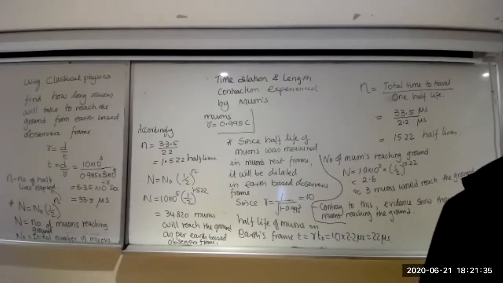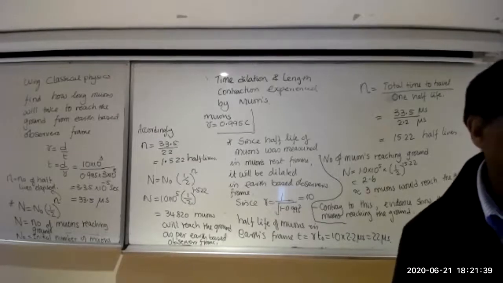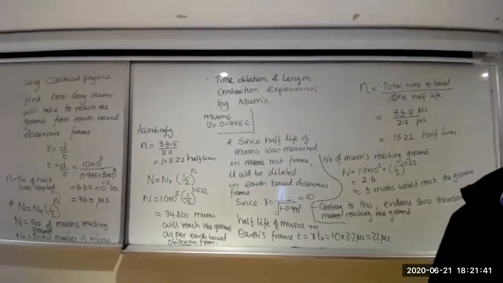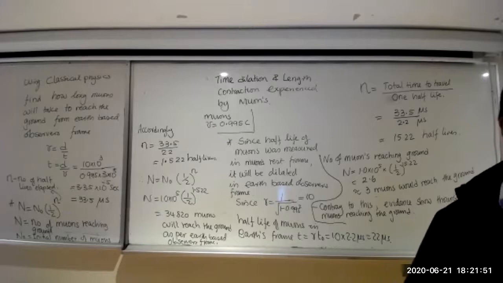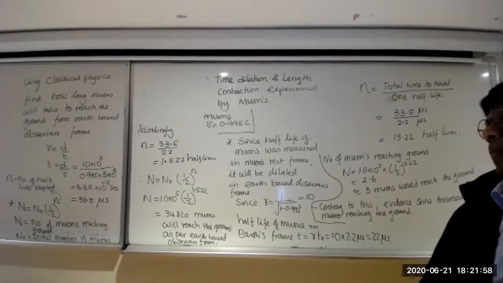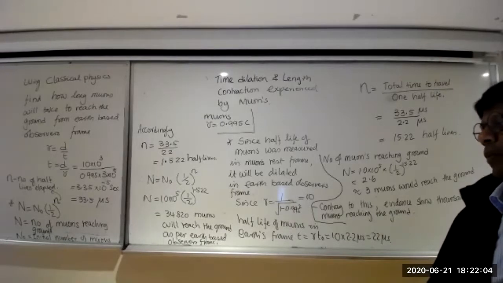Does that make sense, guys? Now, how do you justify from the muons' point of view? You should get the same number if the muons do the calculation. How are muons going to justify that this many muons can reach the ground? Sorry, what was the question again? The question was, if we use time dilation, we can show that nearly 35,000 muons are coming to the ground.